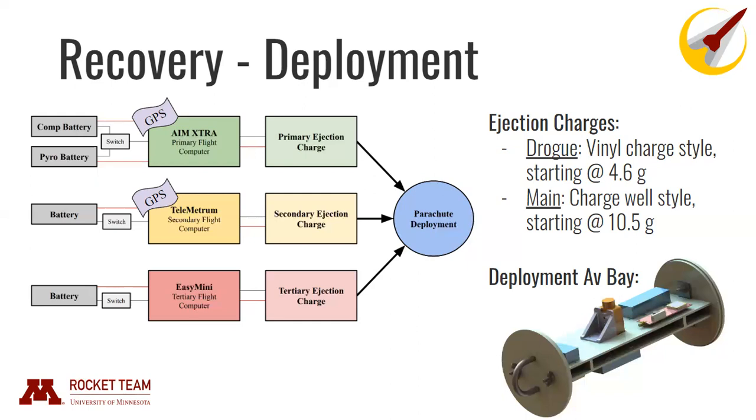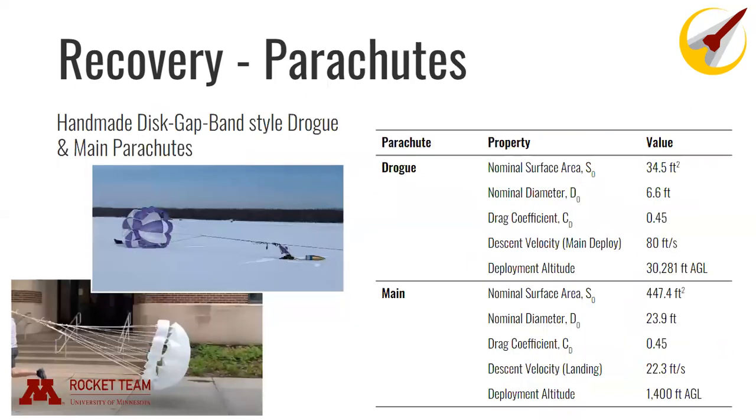Okay. Can you go up one slide for me? What's the length of your recovery harnesses? Yeah, so for the drogue one, it sits about 55 feet, I believe, and then the main one is 69 feet. Okay. All right.